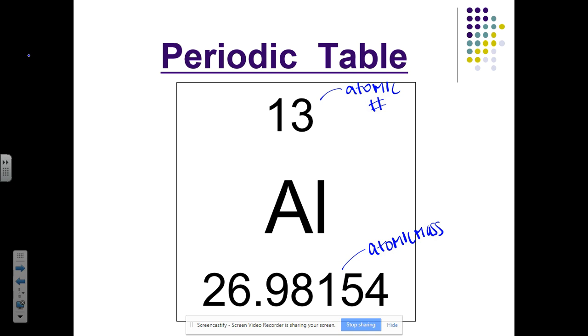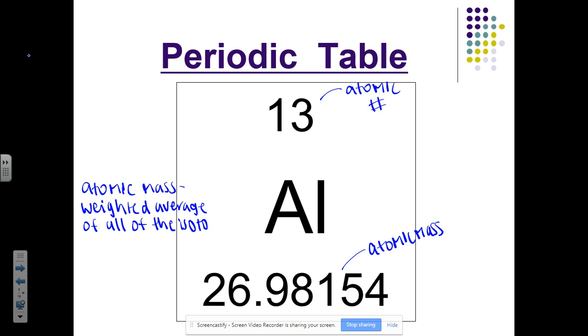The atomic mass is, write this down, the weighted average of all of the isotopes. Okay, so it's not saying that the mass of aluminum is 26.98154. It's the weighted average of all the isotopes.